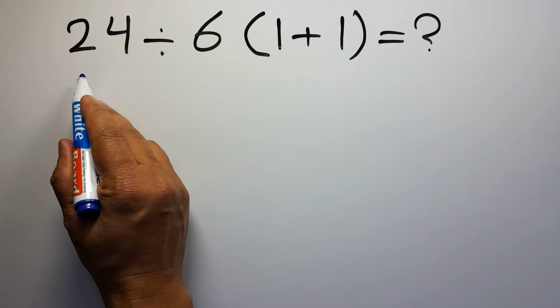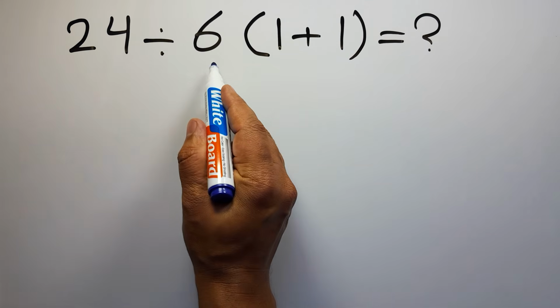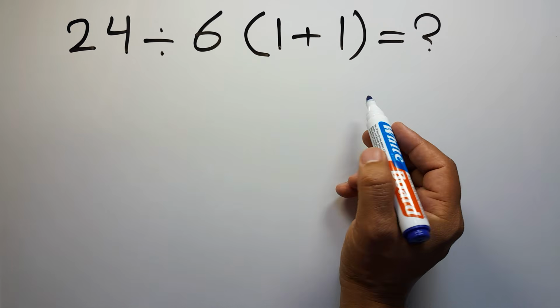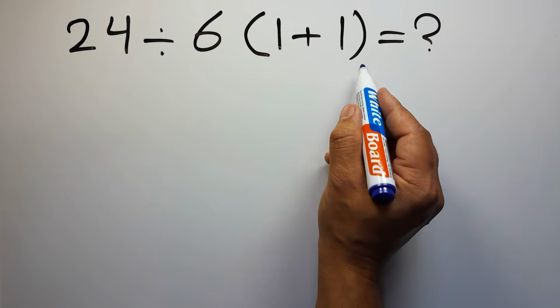In this video, we want to find the value of this expression. 24 divided by 6, then times 1 plus 1. Are you ready to solve? Let's go and get started.